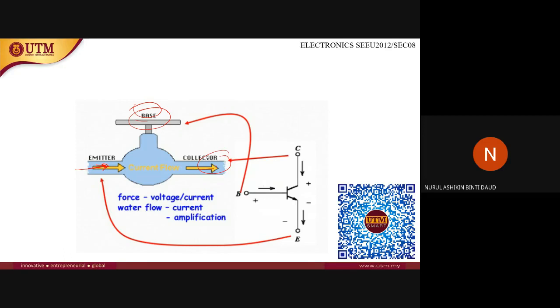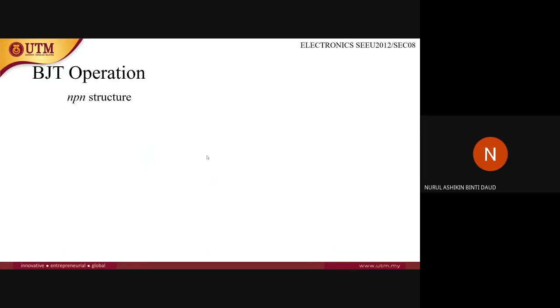Okay, next. Let's look at the operation, how BJT works. For this operation, let's look at one type of BJT, which is the NPN structure. It will be the same as PNP as well.